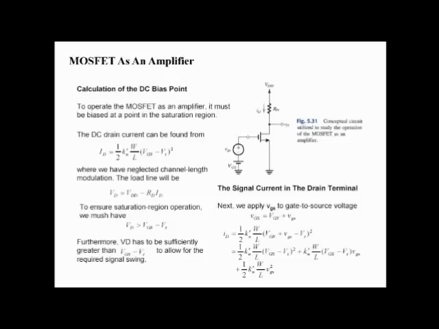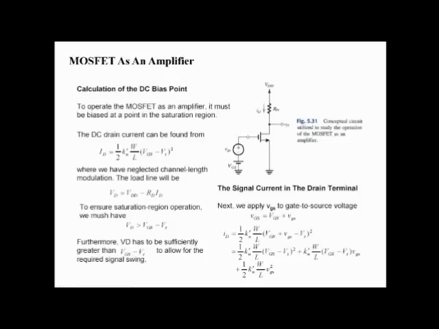There are some calculations regarding the DC bias points. To operate the MOSFET as an amplifier, it must be biased at a point in the saturation region. So this is the circuit diagram of the DC bias point to operate the MOSFET as an amplifier. Now in this case the DC drain current can be found by the formula. As it is operating in the saturation region, you can directly use this formula.